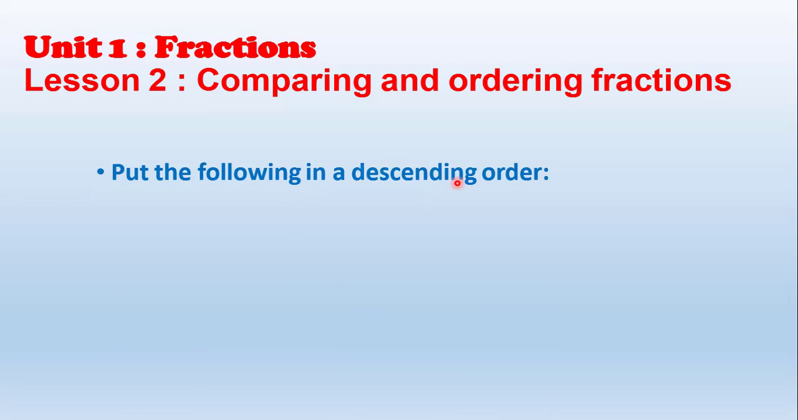Put the following in a descending order. Here we have 3 over 7, 3 over 5, 1, and 3 over 4. Also, we want to change 1, but here we have the same numerators. So I want 1 to be a fraction with top number 3. So I write 1 as 3 over 3.